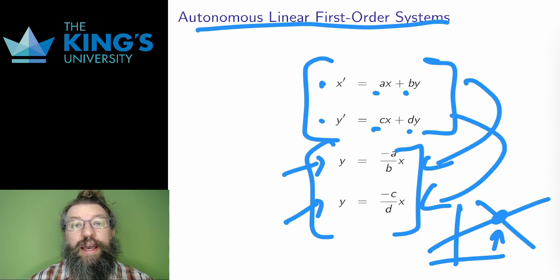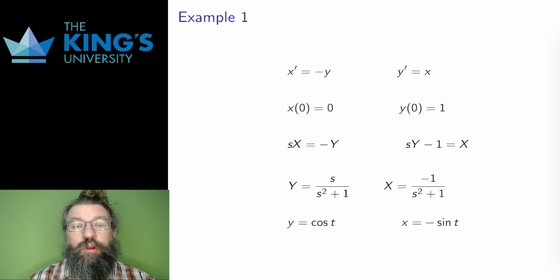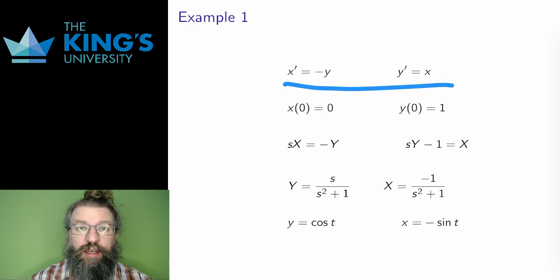But now I want to do it by actually solving. How do we solve these things? We solve them with Laplace transforms. So here's a very nice example of a linear autonomous equation. x prime equals negative y, y prime equals x, fits the previous behavior.